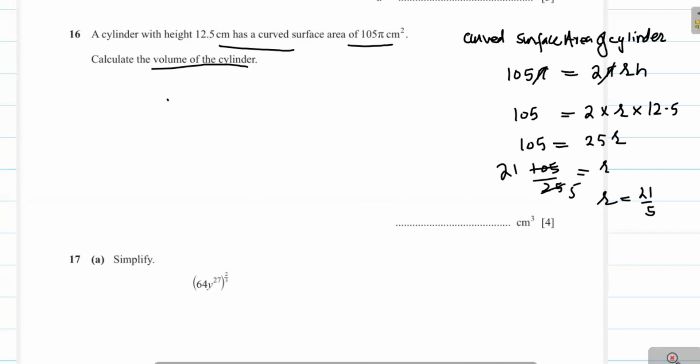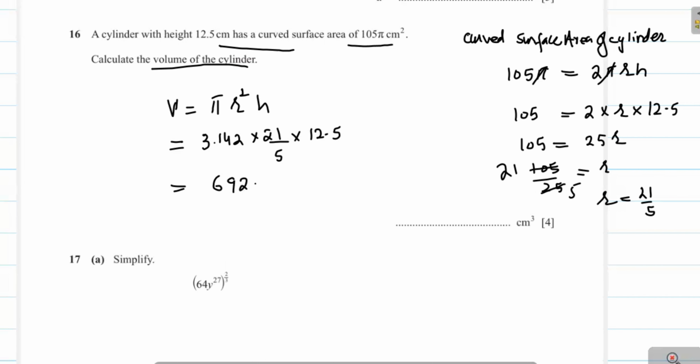Now the volume of the cylinder is equal to pi r squared h. We write the formula of volume: pi r squared h. The value of pi here is 3.142. Multiply by the radius, 21 over 5, squared. Multiply by the height. The height is 12.5 centimeters. Now we calculate this value, and it is equal to 692.8 cubic centimeters. This is the answer.